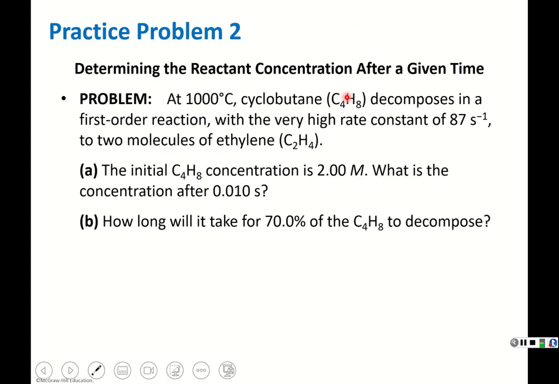So let's try a practice problem with integrated rate laws. Okay, at 1,000 degrees Celsius, cyclobutane decomposes in a first order reaction with a very high rate constant of 87 per second to 2 molecules of ethylene. Okay, so C4H8 is going to 2 C2H4. The initial cyclobutane concentration is 2 molar. What is the concentration after 0.01 seconds? Okay, and then B, how long will it take for 70% of the cyclobutane to decompose?